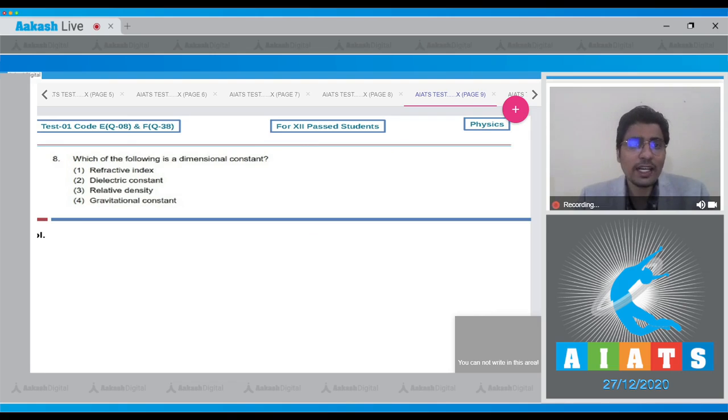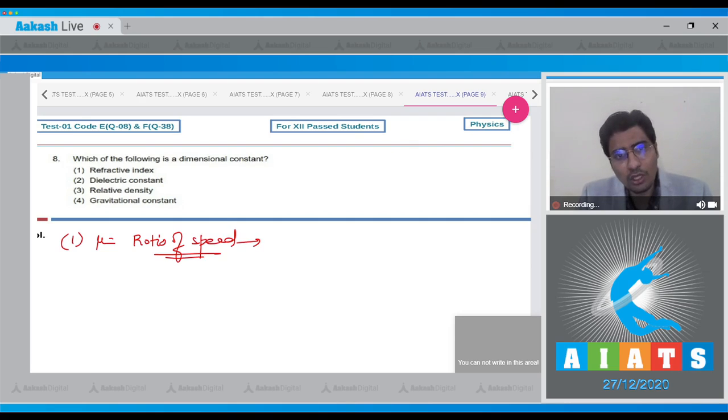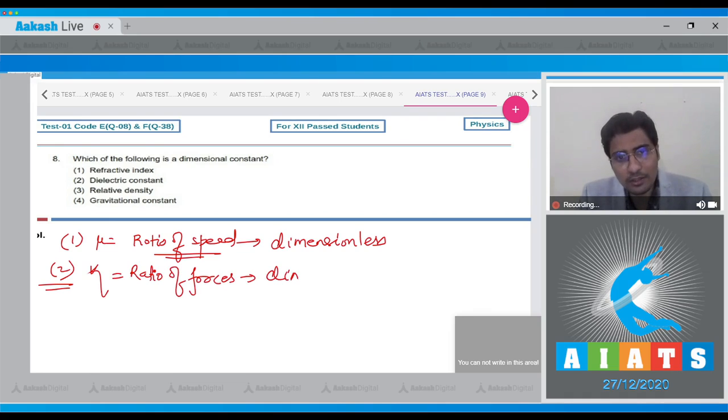In question number 8, it is asked which of the following is a dimensional constant. We have to find out which of the quantities has a dimension. Dear students, the refractive index mu is defined as the ratio of speeds of light, and hence since this is a ratio, it is a dimensionless quantity, so it cannot be our answer. Now the dielectric constant, which is sometimes represented as K, is the ratio of forces or fields. Anyway, it is again a dimensionless quantity.